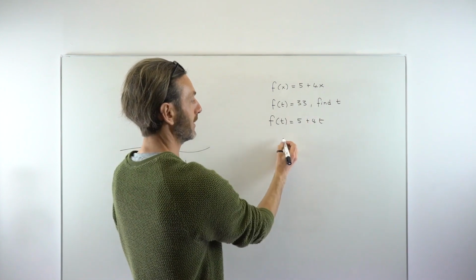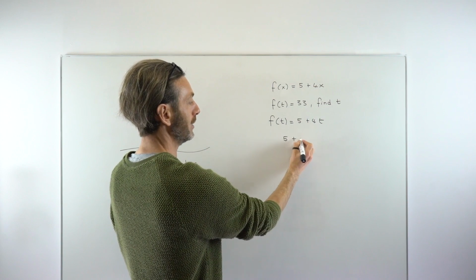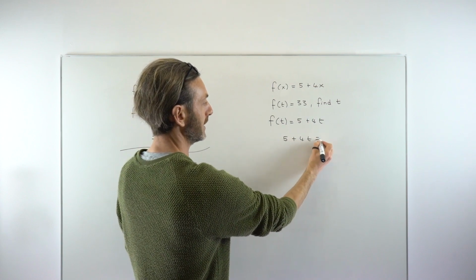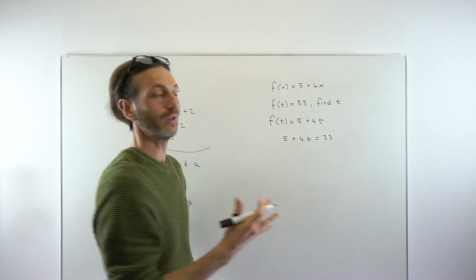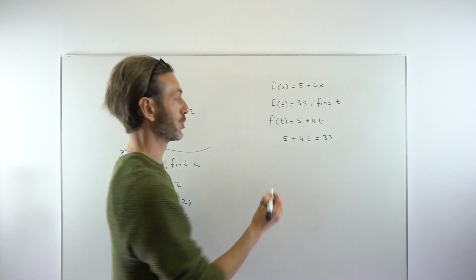So that is equal to that. So again, we're just making a little equation: 5 plus 4t equals 33. At that point, it's got nothing to do now with functions.